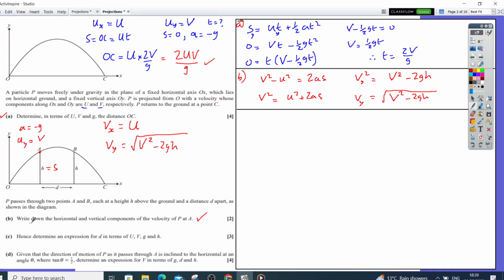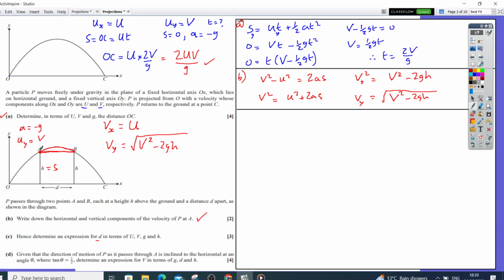So let's have a look at C now. It says, hence determine an expression for D in terms of U, V, G, and H. So we need to find that. Now, if you look at this closely, if you take that distance D going from there to there, this is H, this is H, we can treat this as a small projectile question here, going from there to there. So we can do the same thing here and apply it to this projection, because that also follows the projection, and set that as ground level.